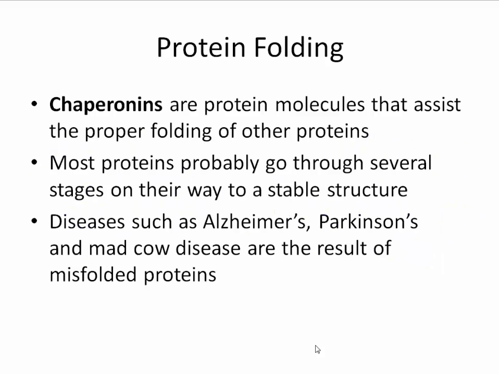The magic of folding of proteins is actually assisted by another protein called a chaperonin, and they ensure that each protein folds exactly right, so we do not have those problems. Most proteins go through several stages on their way to a stable structure, but if we have even one misfold, you can get horrible things like Alzheimer's, Parkinson's, mad cow disease, and they're all a result of a misfolded protein. Just one tiny little problem, and then the whole thing falls apart.